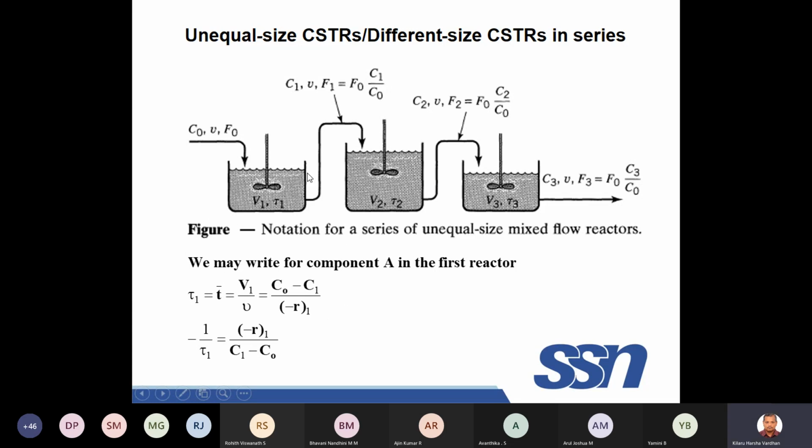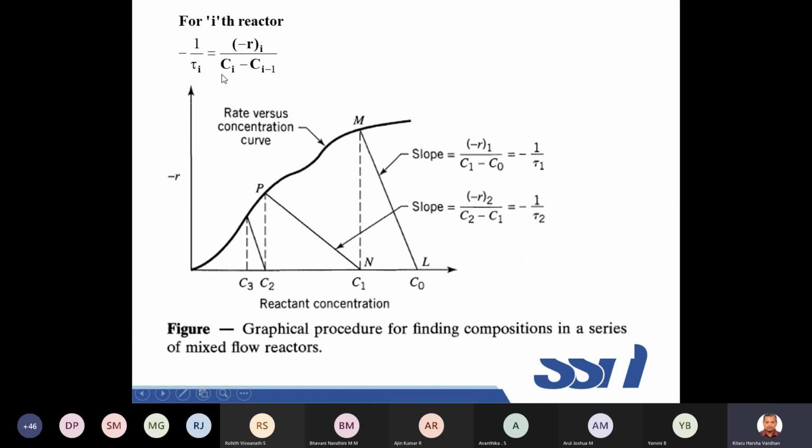Write the material balance around a reactor. For any reactor, the material balance will come like this: minus 1 by tau i is minus Ri by Ci minus Ci minus 1. This is the material balance around any reactor, a small reactor or a big reactor. For a small reactor you get one slope, for a big reactor only the slope will be different.